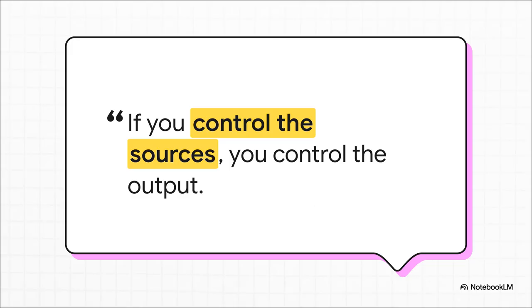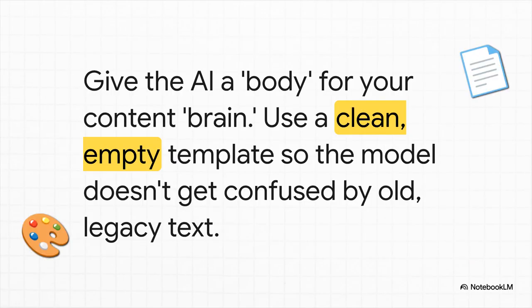And that, right there, is the fundamental principle. If you control the sources, you control the output. When you give the AI a tightly curated context, it stops trying to be a writer that just makes stuff up. Instead, it becomes a designer that visualizes your facts. This is the absolute secret to limiting hallucinations and making sure everything is logically consistent. Okay, so now we have our content, that's the brain.